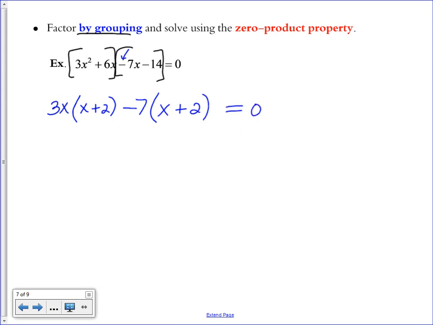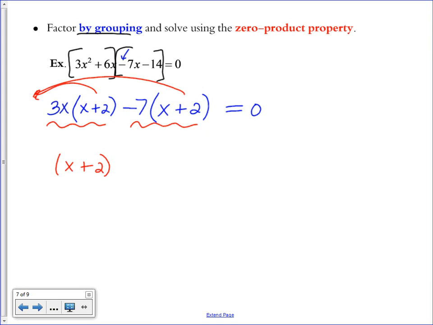Now you'll see in both of these terms, so this is one term and this is another term. In both of these terms, there's an x plus 2, right? The parentheses came out the same. So you're going to take that x plus 2 out, and you're going to put it in front of this expression. Just put it there one time. It's like you're factoring out the whole parentheses.